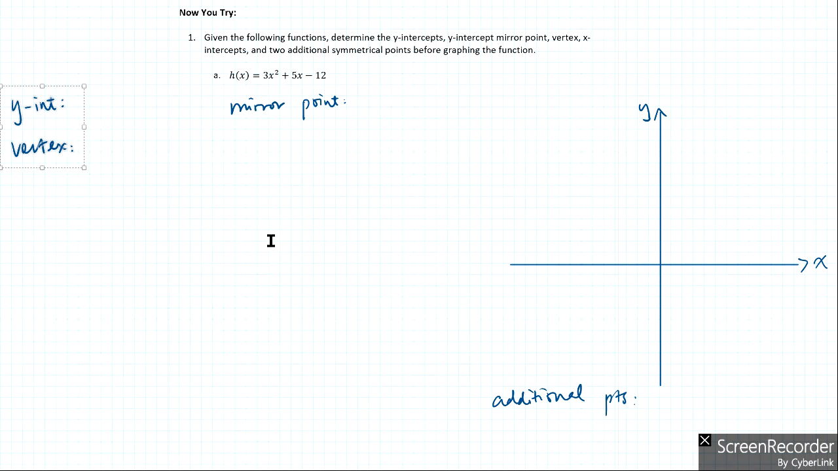Try your hands on these problems on how to graph trinomials when the leading coefficient is not equal to 1. Whenever you're ready, you can continue the video.